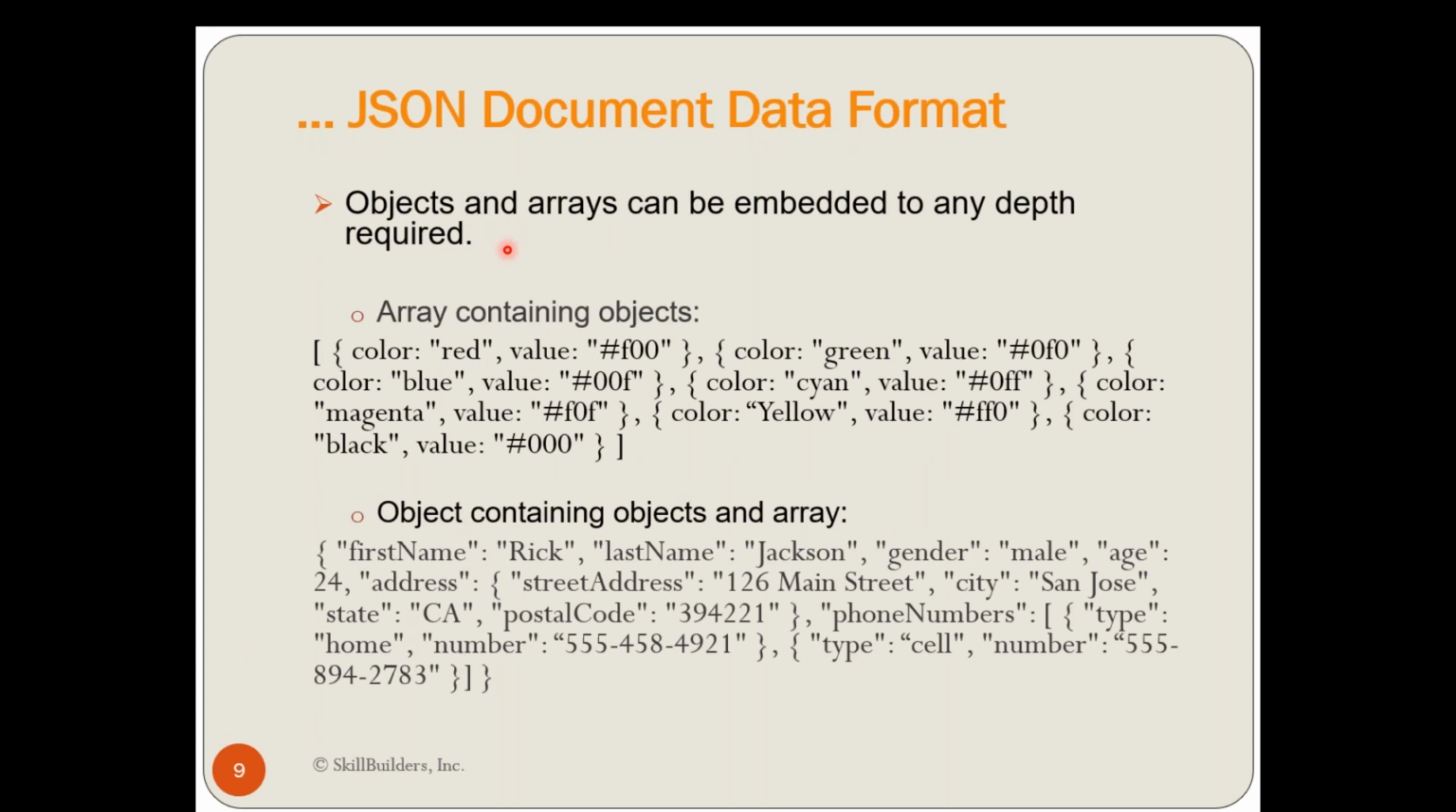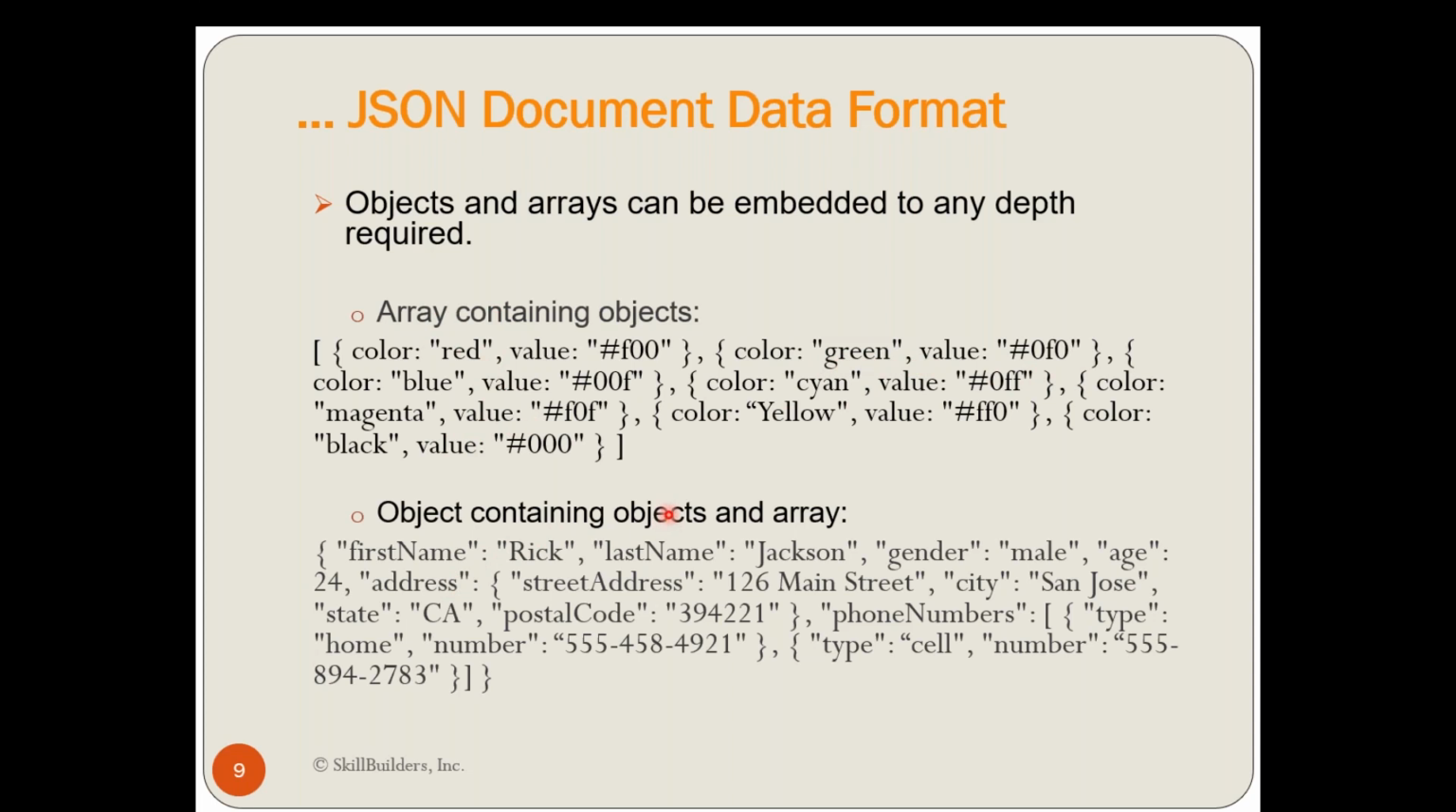Looking at a couple other complex things you can do, I can have an array containing objects. Here's an array, my open curly brace, close curly brace, and each one of the elements in the array is an object, and they have a name value pair. Color red, comma, value, and so on. Color green, comma, and so on. That's an array containing objects.